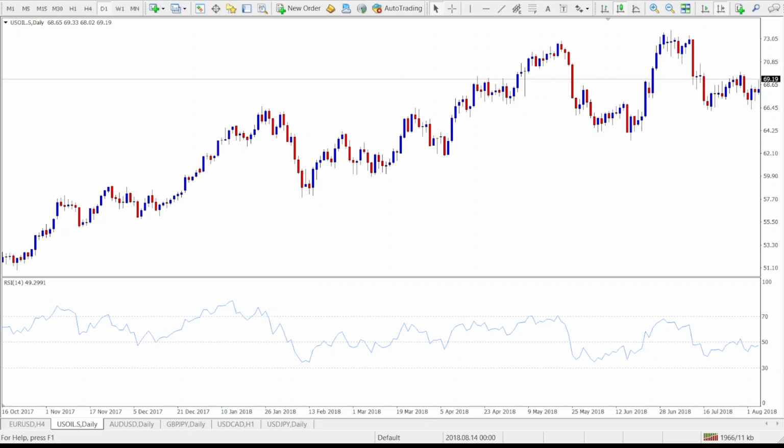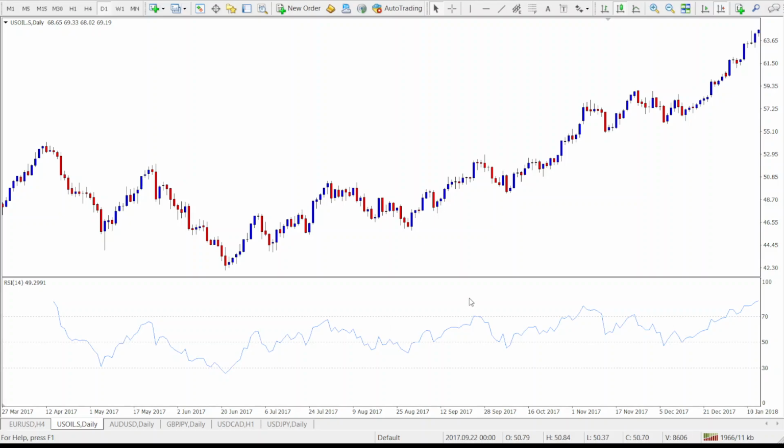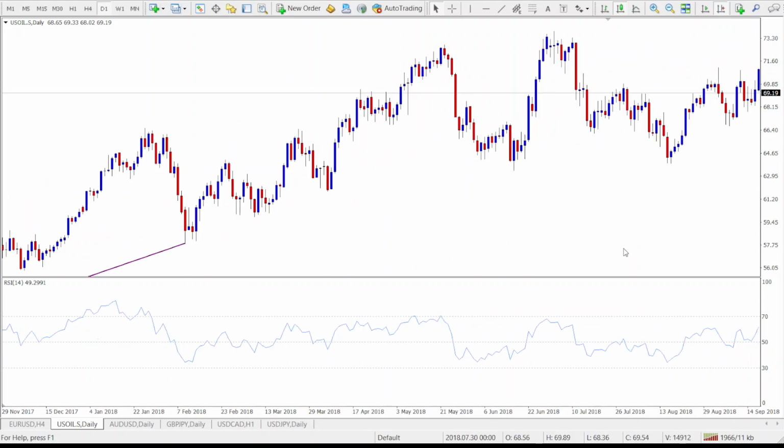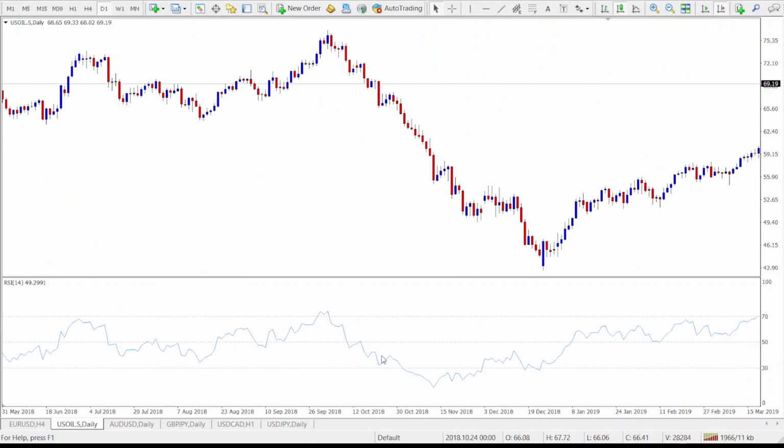Supposing you are looking at a chart, let's go back to our example, and you find that the RSI has crossed above the 50 level and is bouncing off the 50 level, you will notice that there is strong bullish momentum in the market. On the other hand, if it is a sell momentum, you notice that price is trading under the 50 level, and there is strong bearish momentum in the market.